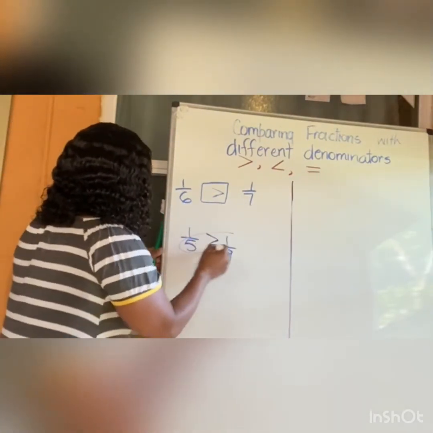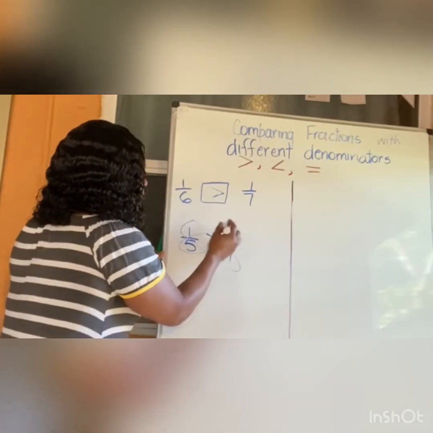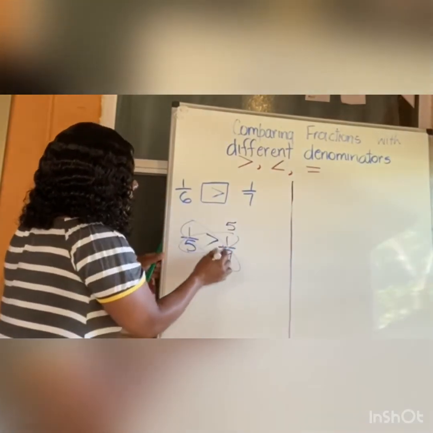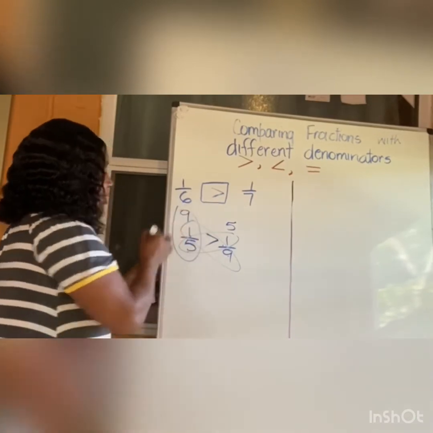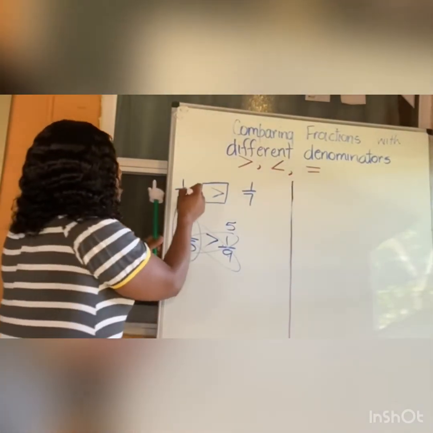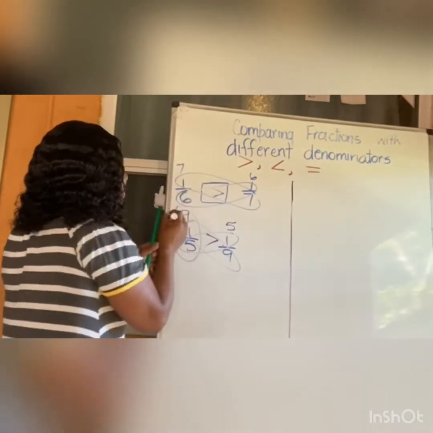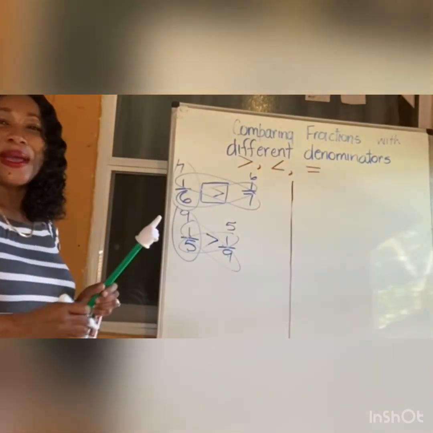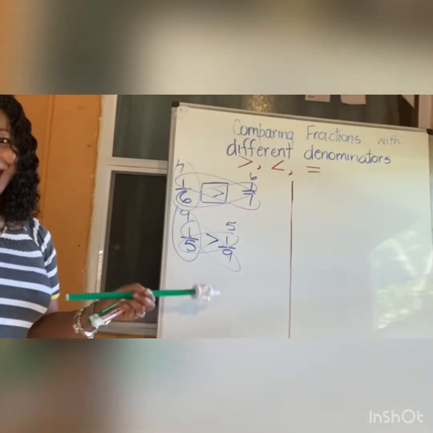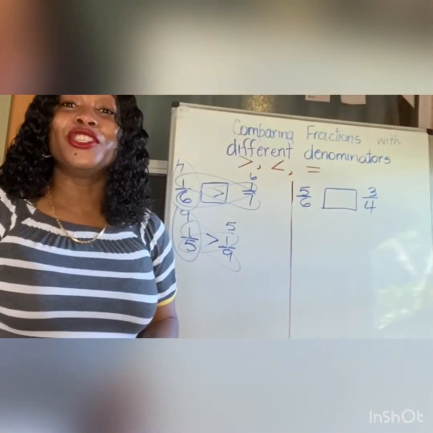And if you don't believe me and you want to cross multiply, 5 times 1 is 5 and 9 times 1 is 9. 1/5 is bigger. Do the same here. 6 times 1 is 6. 7 times 1 is 7. 1/6 is bigger. So easy. Let's move on to another tricky one.